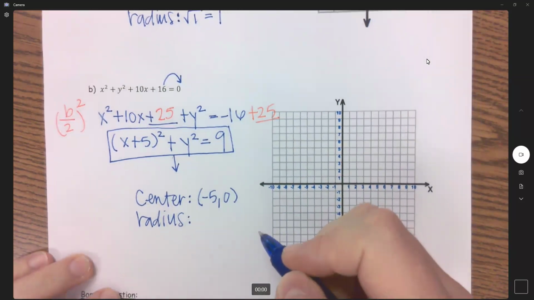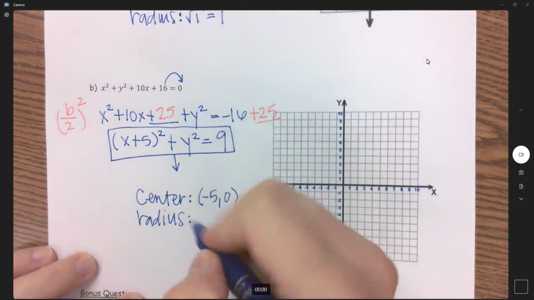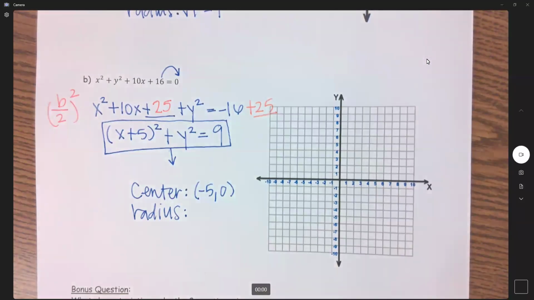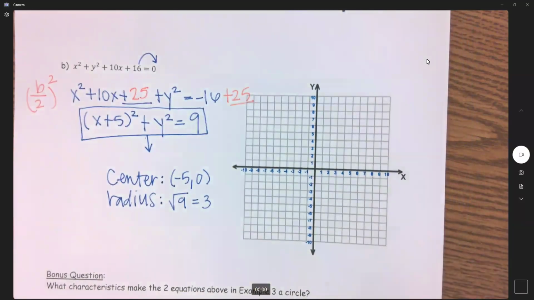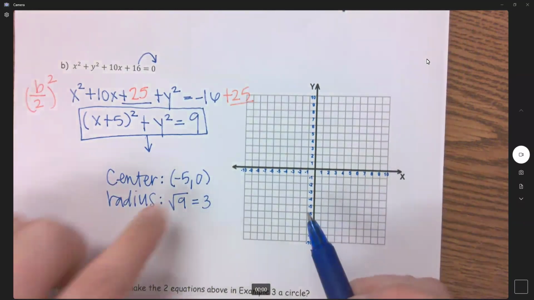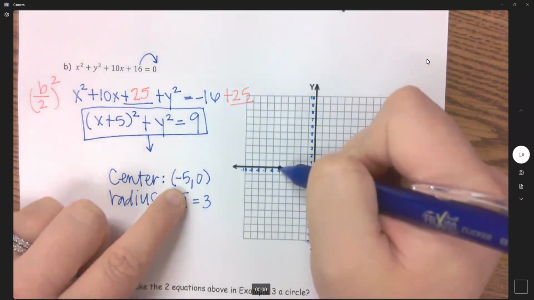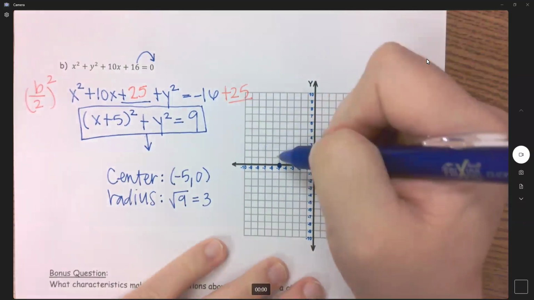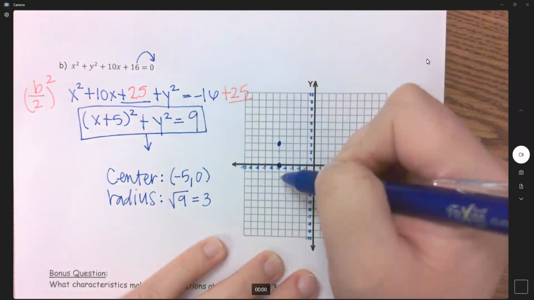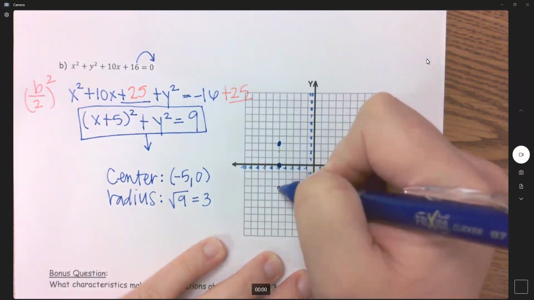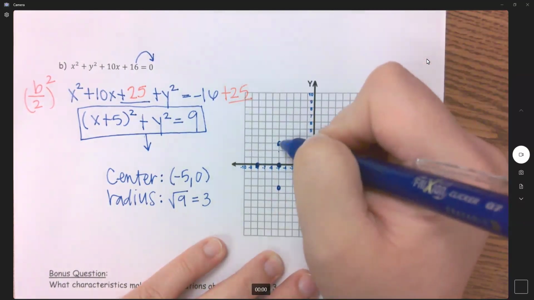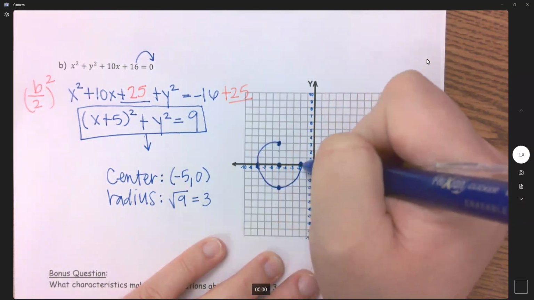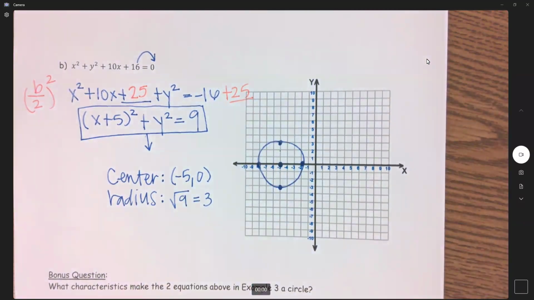And then what is my radius? It is not 9. My equation equals r squared. So the opposite of squaring is to take a square root. So my radius here is 3. So to graph this, we'll graph our center at -5, 0, and then we'll go up, down, left, and right 3 units. So up 3, down 3, left 3, right 3. And you know the drill, make the best circle you can. And that's a pretty good circle.